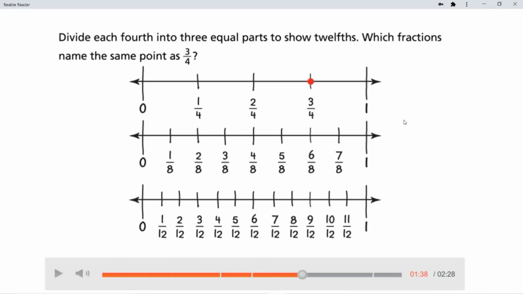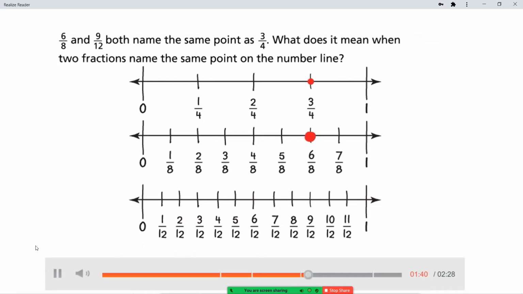Let's take a look at this number line. If we're looking to figure out which one of these twelfths lines up with 1/4, you're basically just going to go down through the number line until you find the equivalent fraction, or to see where they line up. Now we know 3/4 lines up with 6/8. If we drop that further, it also lines up with 9/12. So all of those are equivalent fractions because they're moving the same distance. They're just moving it in smaller parts. 6/8 and 9/12 both name the same point as 3/4.